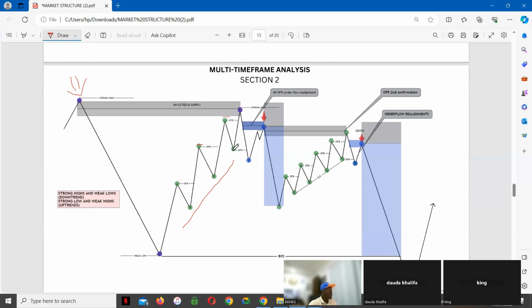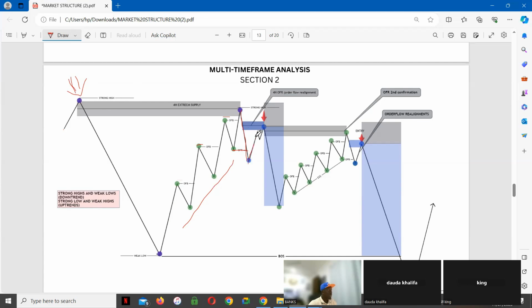Then we identify this low here, which was a big contraction. When price comes all the way down, giving us an order flow realignment, that is telling us the short-term uptrend has realigned with the higher time frame downtrend. The moment we see this change of character, that means we are no more in an uptrend on the pullback phase, and we are in a downtrend. So what do you wait for?